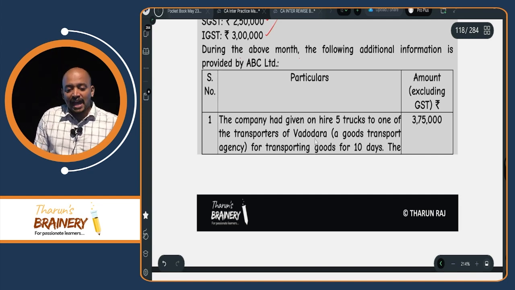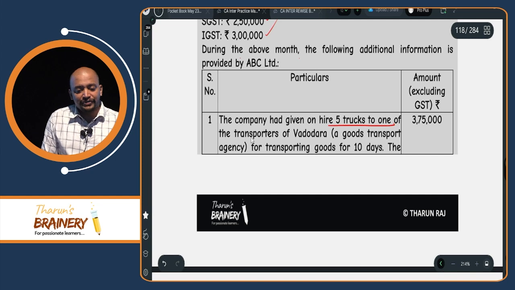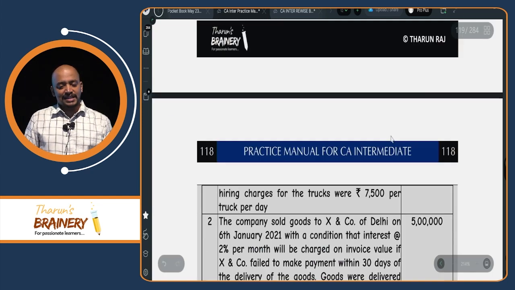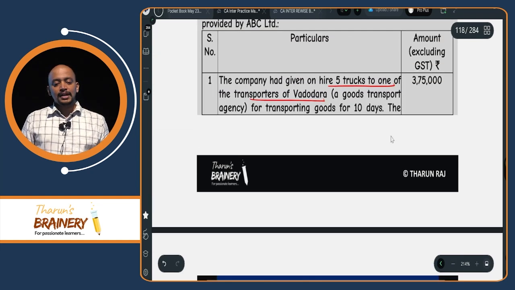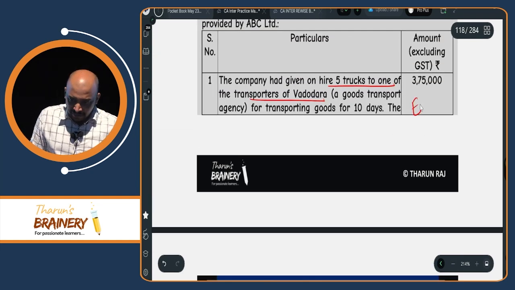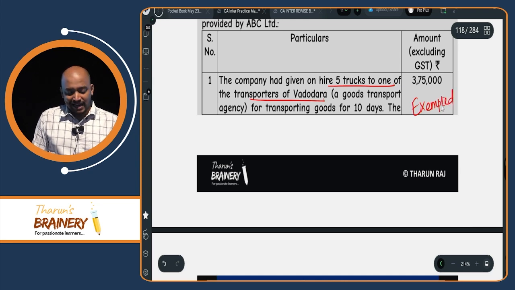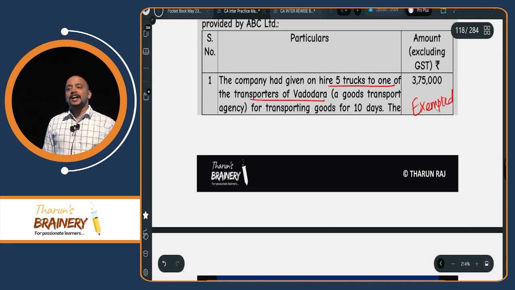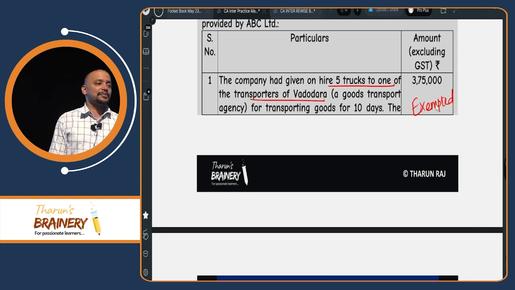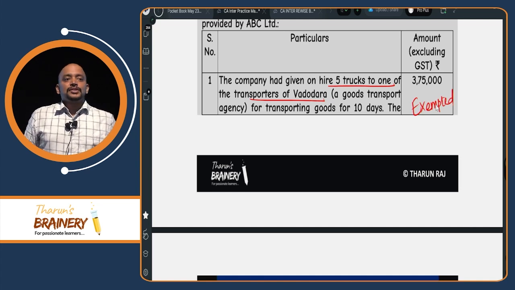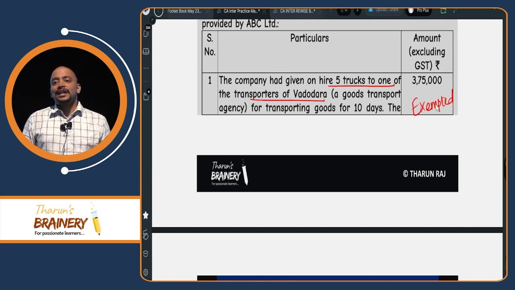Okay. So therefore, they have given on hire 5 trucks to one of the transporters of Vadodara. Whether it will be taxable or exempted, 3,75,000. Exempted. Transportation of motor vehicles that can carry goods to a goods transport agency is exempted. Correct? Please check your book. So exemptions chapter, renting of motor vehicles, total 4 exemptions.